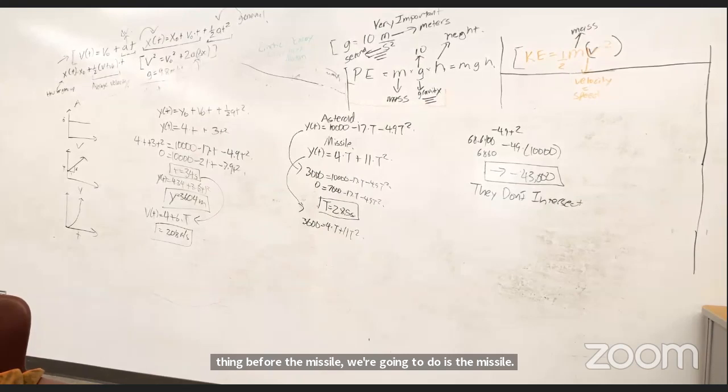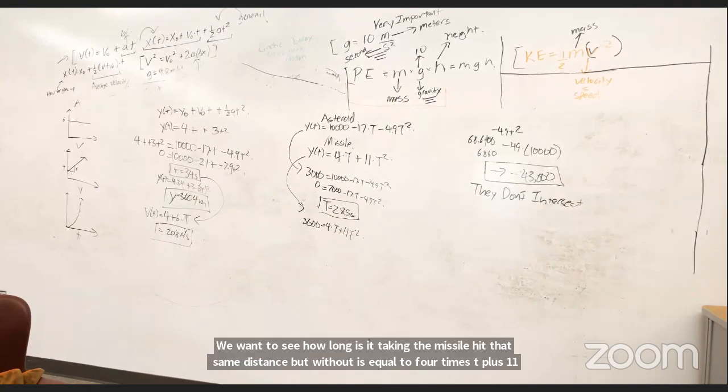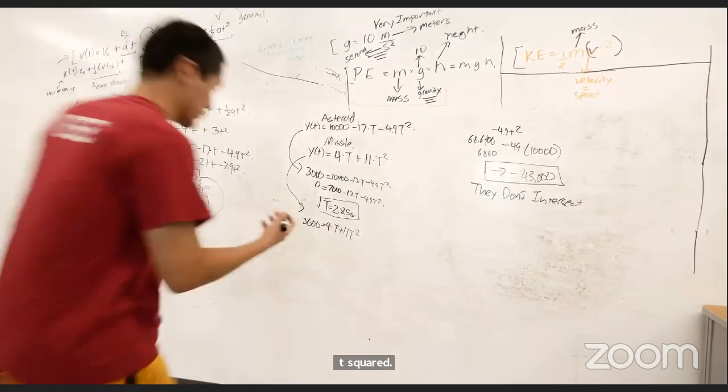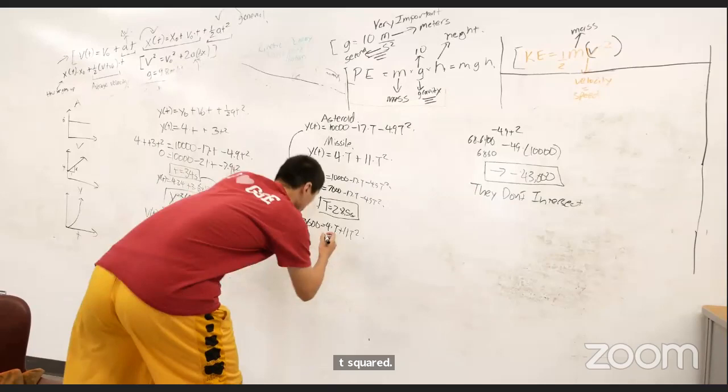So I'm going to do it right here on my computer real quick. A is 11, B is 4, and C is negative 2,000. So just doing it on my computer real quick, you get that the time it takes for the missile to hit this location is t equal to roughly 16 seconds, give or take.